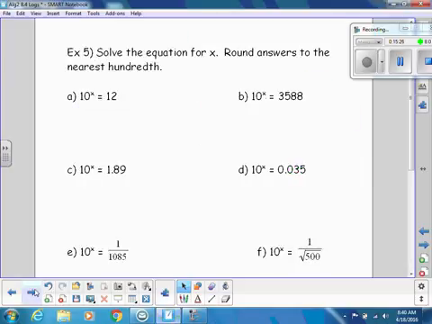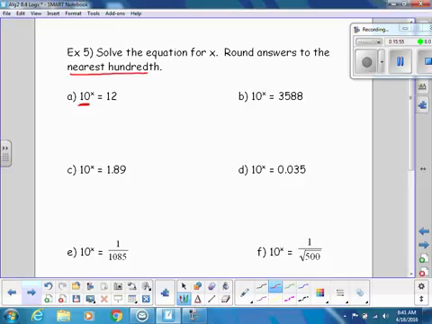Okay, so notice that all of these equations have a base 10, all right, and that's because we're going to be using the log base 10. So these are exponential equations, and I'm trying to figure out 10 to what power gives me each of these answers. So I can't just look at that and figure out what that answer would be. It's going to be some kind of decimal. So notice that we're going to be rounding answers to the nearest hundredth. So in order to solve this, we're going to change these into logarithmic form.